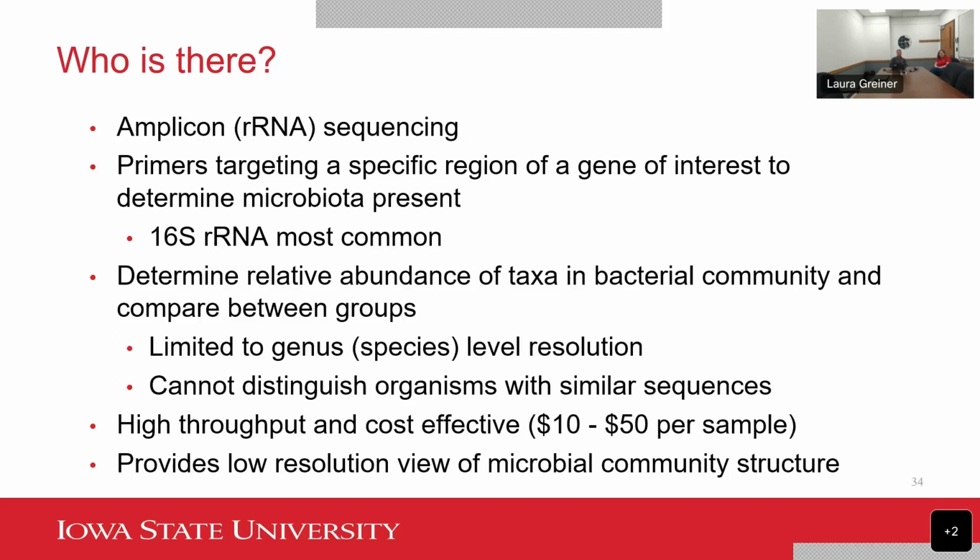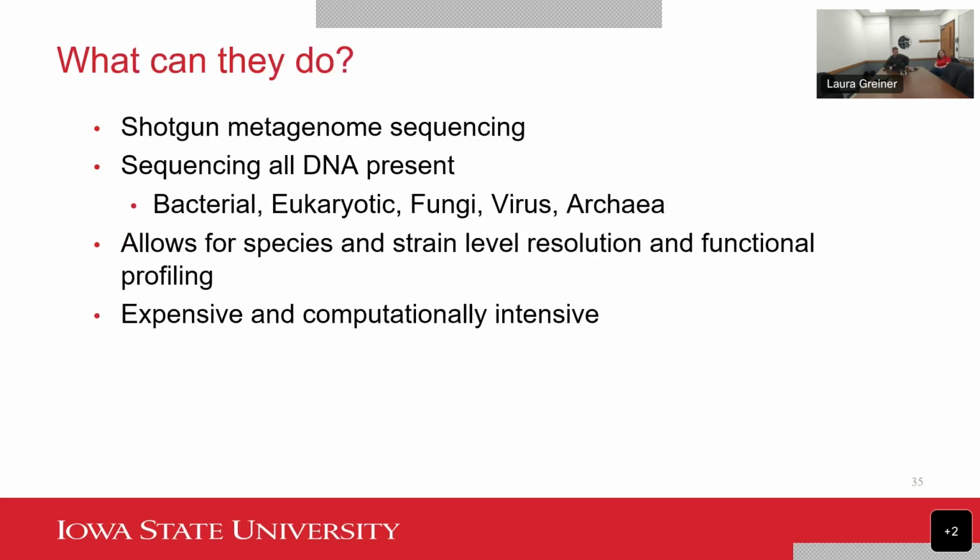But at the end of the day, amplicon sequencing or 16S sequencing allows for high throughput. So we can sample and sequence a lot of samples, and it's very cost effective. We're looking at $10 to $50 a sample, and it does a good job of providing a high-level view of the microbial community structure in those organisms.